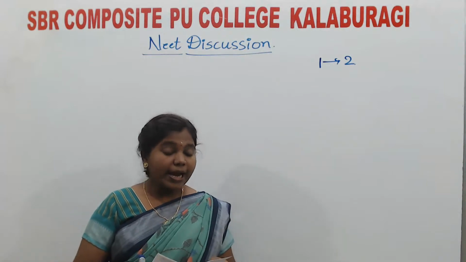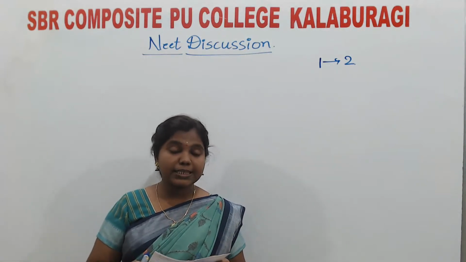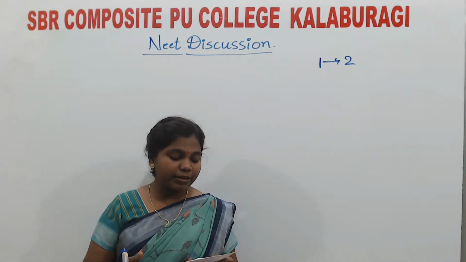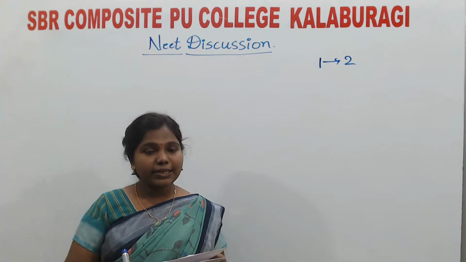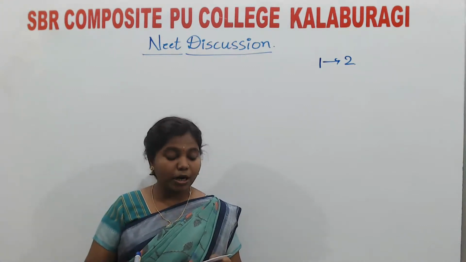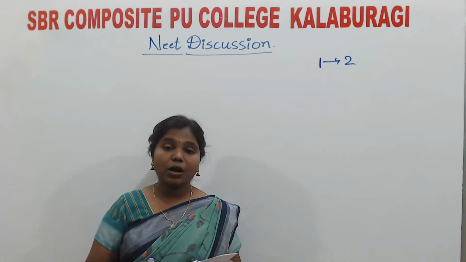So the first question's answer is option 2: the muscles of iris and ciliary body are derived from the ectoderm. And the next question, the second question: muscles and nerves resemble in. Here the first option is contractility and conductivity, the second option is contractility, the third option is excitability and conductivity, and the fourth option is all of these.